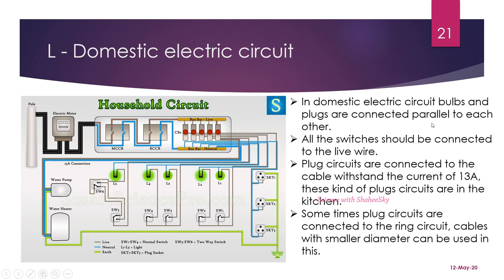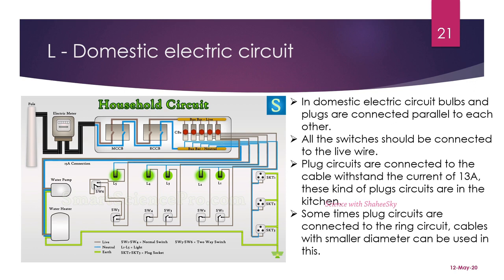In a domestic electric circuit, bulbs and plugs are connected parallel to each other. All the switches should be connected to the live wire. Plug circuits are connected to a cable that can withstand a current of 13 ampere. These kinds of plug circuits are in the kitchens. Normally, in the kitchens we use heavy devices such as fridges, microwave ovens and other heavy devices. Sometimes plug circuits are connected to a ring circuit. Cables with smaller diameter can be used in ring circuits.